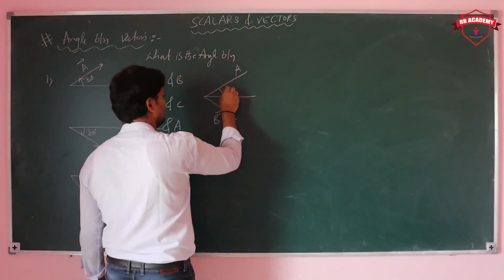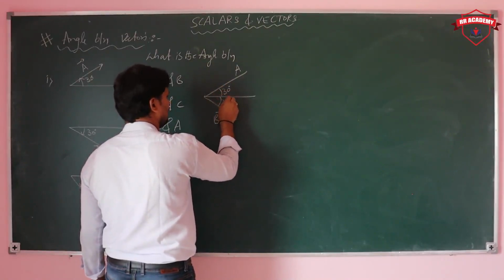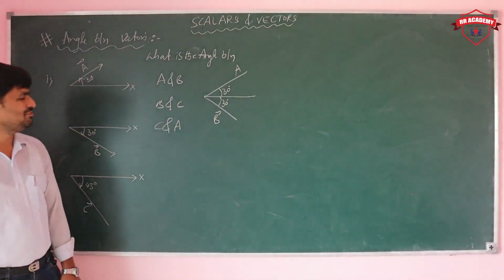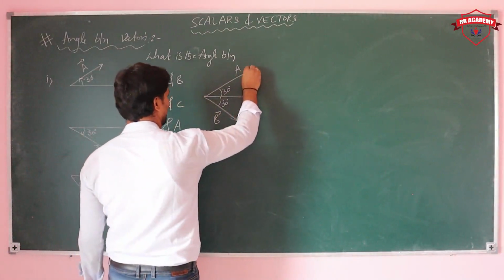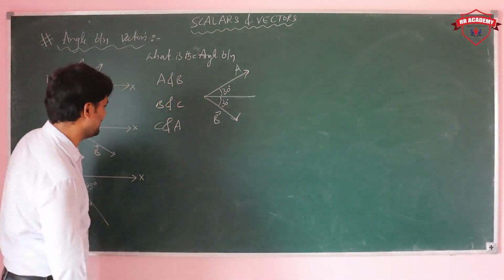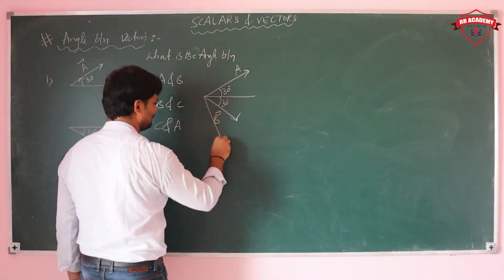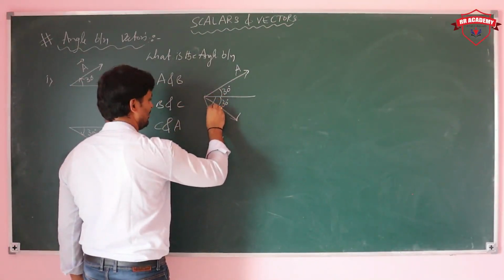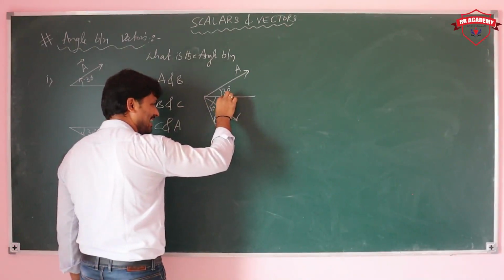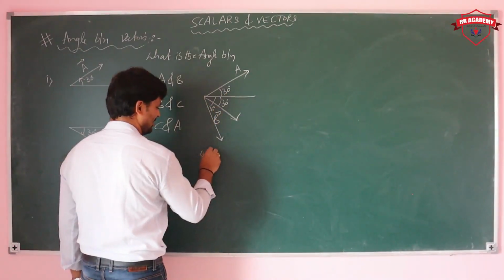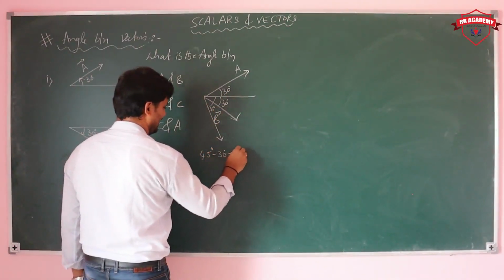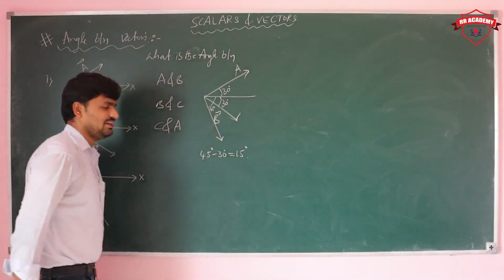Here how much angle? 30. Here also how much angle? 30. Then the angle between A and B is 60 degrees. And see here, B and C. This is C now. C is making how much angle? 45. Here B is already making an angle of 30. 45 minus 30, then the angle between B and C is 15 degrees.